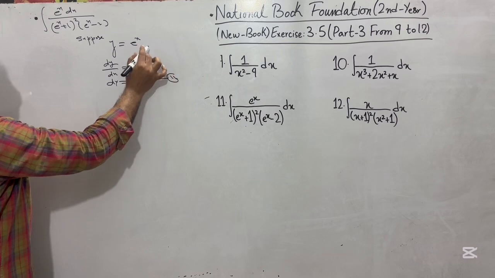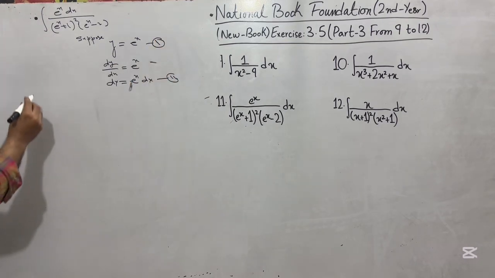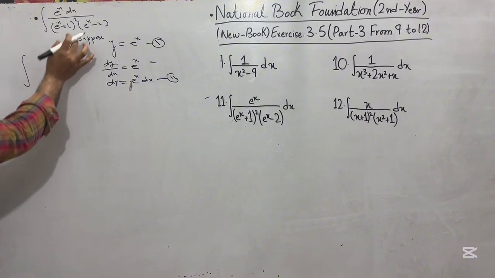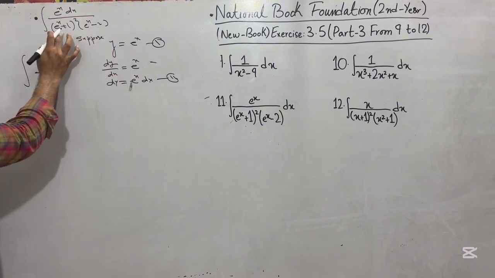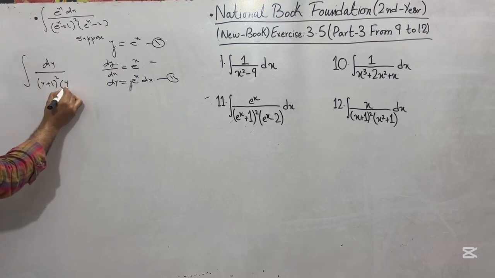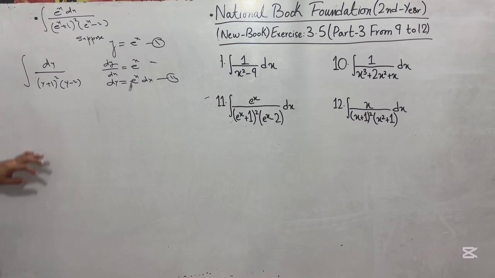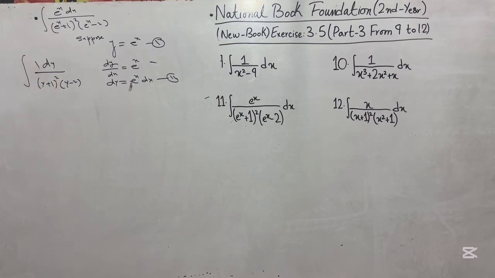Call this equation number 1. Utilize it here, and it is the normal shape of our partial fraction. Instead of e raised x dx I can write dy, and instead of e raised x I write y. So we get dy over y plus 1 whole square times y minus 2. Look at this, it is an elegant question of our normal partial fraction.